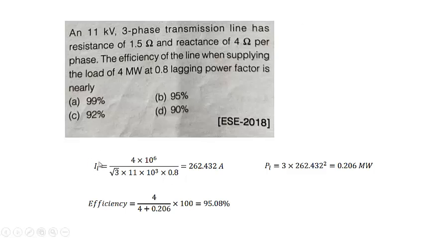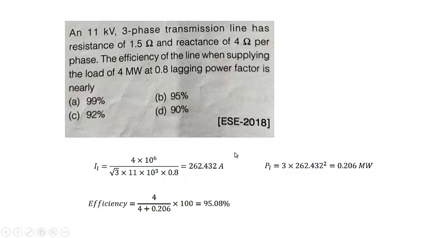When this is given, that means source current and receiving end current will be the same, and I have denoted it by IL. So calculating IL will be equal to power divided by root 3 times the voltage times the power factor. It comes out to be 262.432 amperes. Now what will be the power loss? That means power loss in the resistance. So this will be 3 into 262.432 squared into 1.5 ohms. It comes out to be 0.206 megawatt.